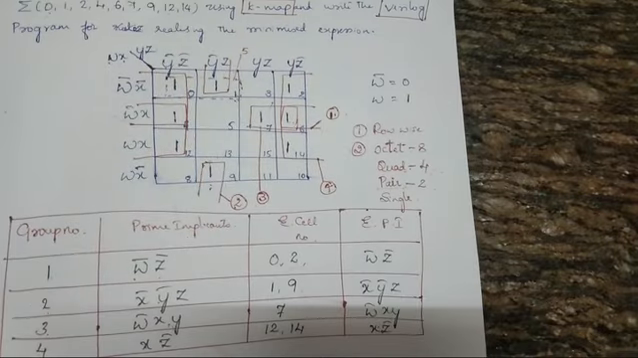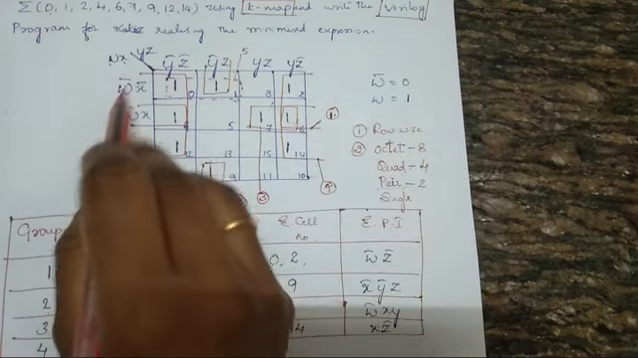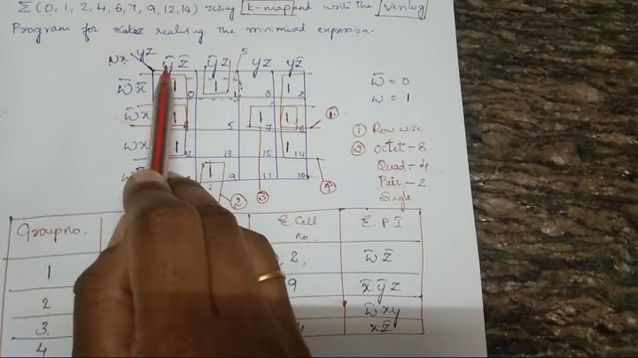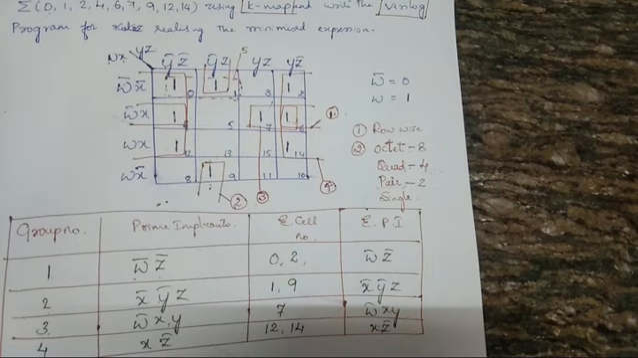Okay, fifth group. I'll write the fifth. For this, what is the prime implicant? For this, W bar Z, W bar X bar, and here Y bar remained the same, Z bar changed to Z, so I'll write Y bar.